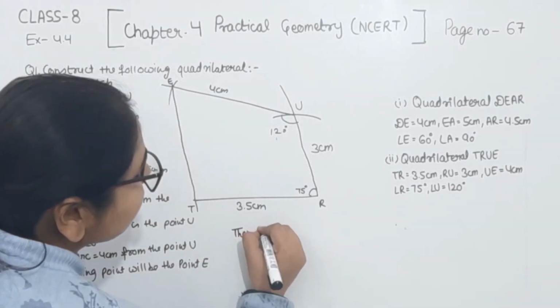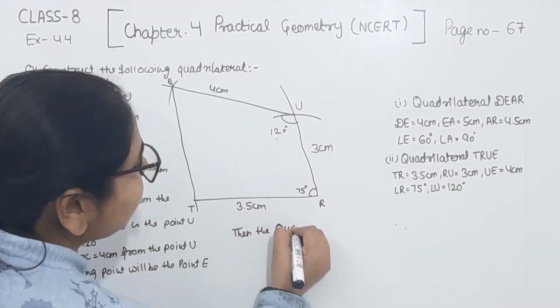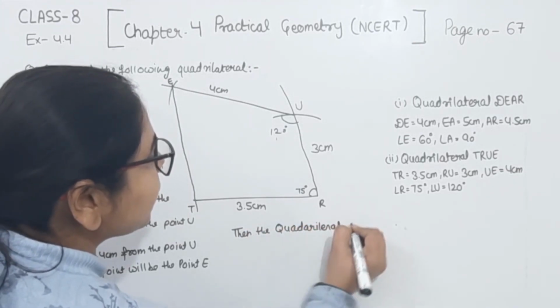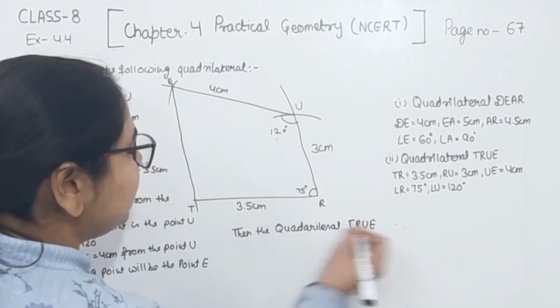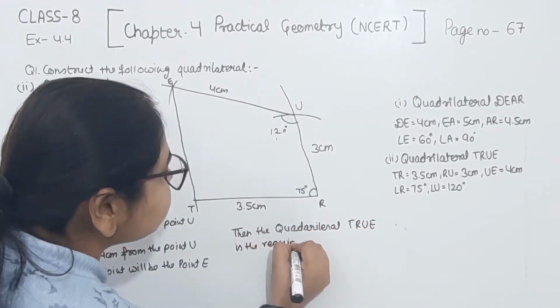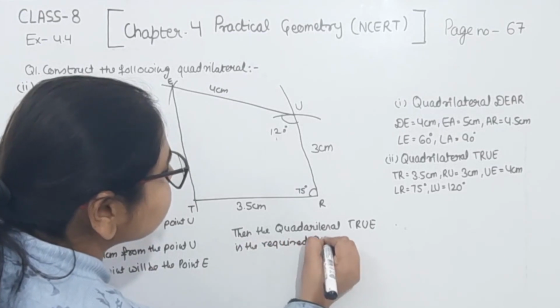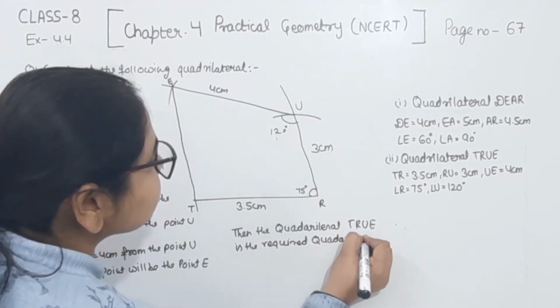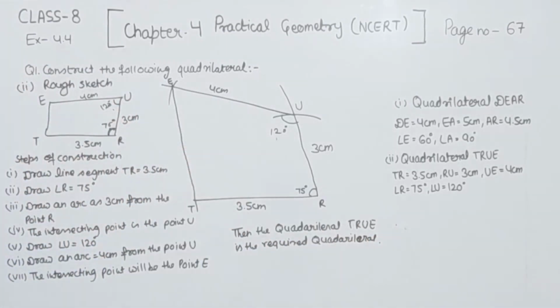Then the quadrilateral TRUE is the required quadrilateral. So this is the required quadrilateral we are having. This is the part 2.